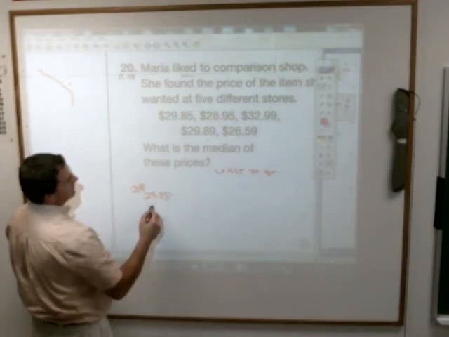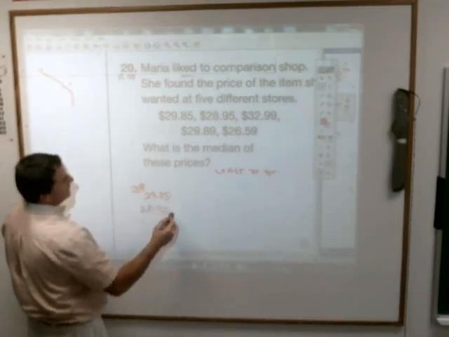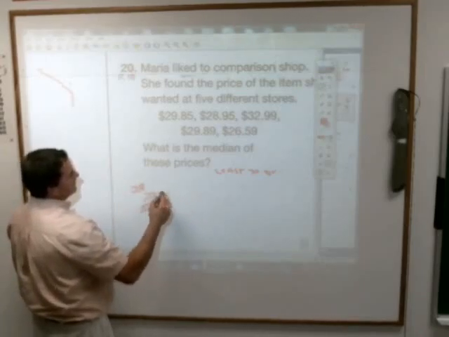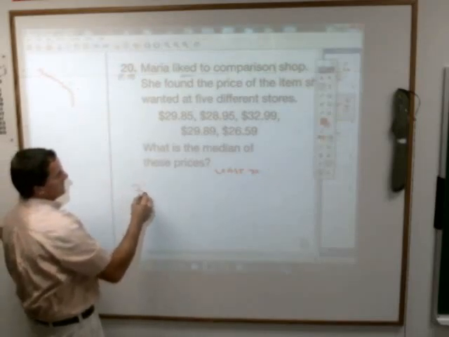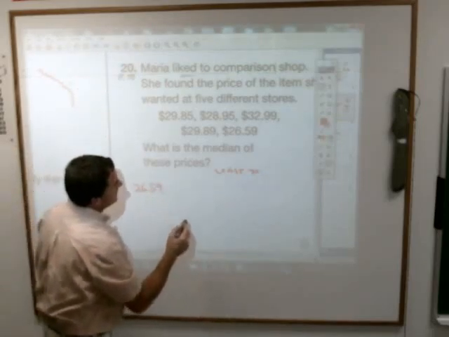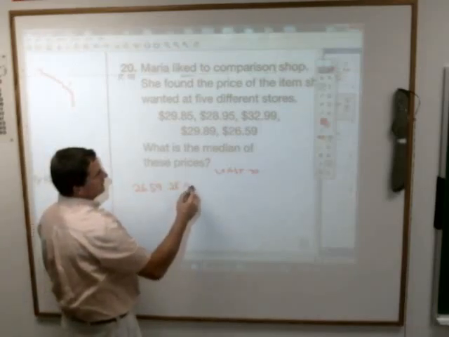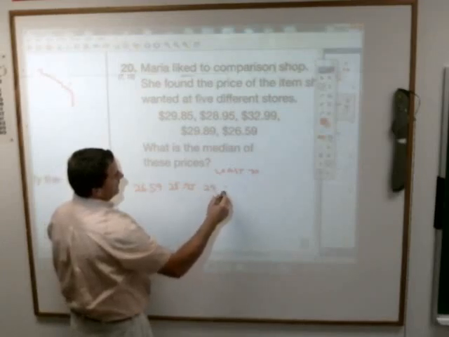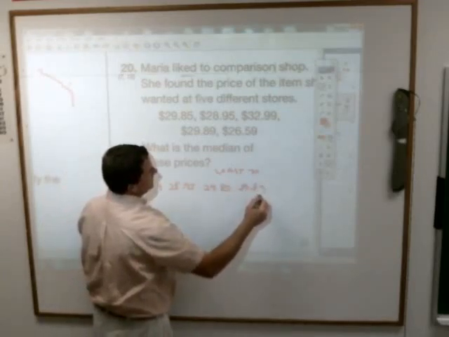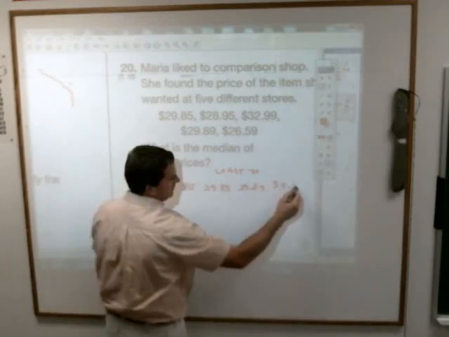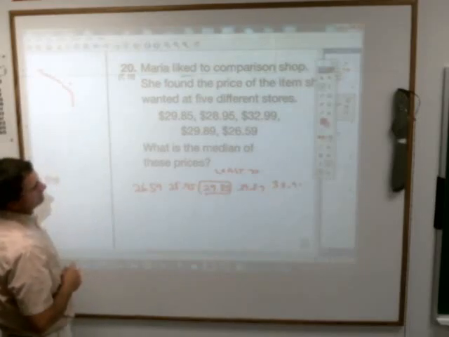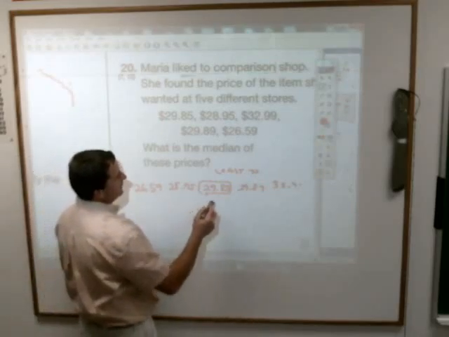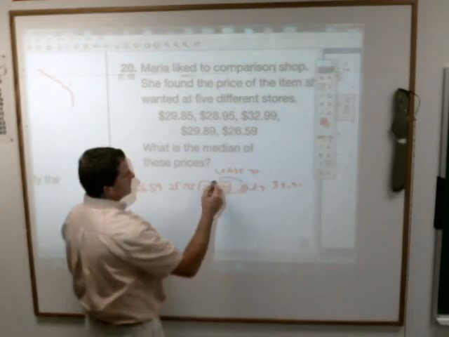Least to greatest, and the middle number when you did least to greatest. Let's write the 26.59, and then 28.95, and the 29.85, and the 29.89, and the 32.99. So you got the wrong answer when you put that down as your middle number? Did I write it down wrong? Yeah, this one actually would be over here.